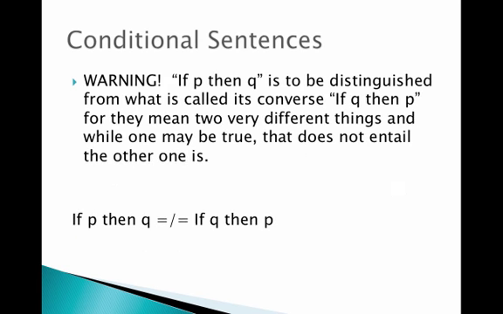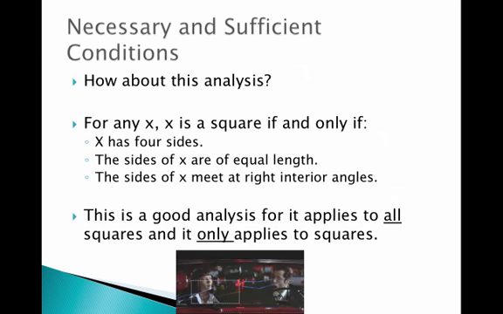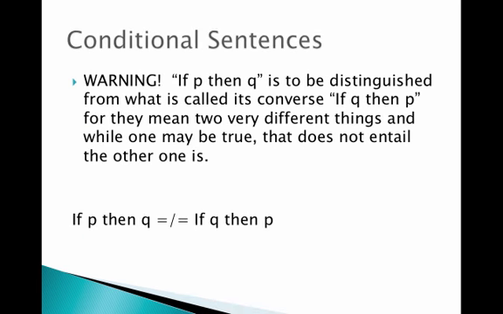Now in a conceptual analysis, what I've listed here are necessary conditions. That's a necessary condition of being a square. If something is a square, then it is a necessary condition that it have four sides. Another necessary condition is that the sides are of equal length. Another is that the sides of X meet at right interior angles. So perhaps a necessary condition of something being pornography is that it portrays sexual activity. This is what we're talking about.